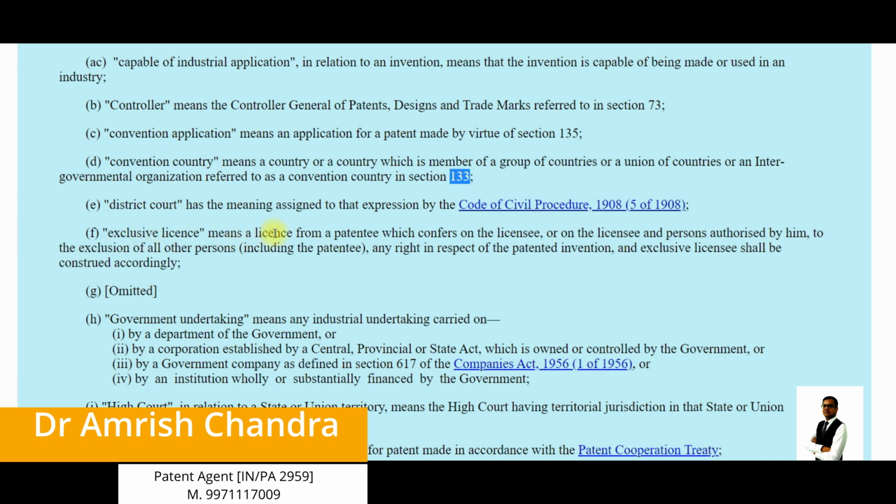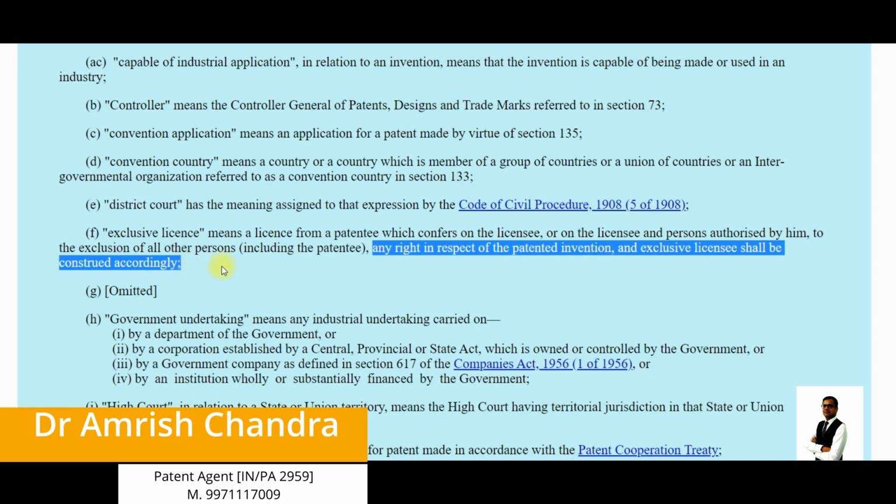Exclusive license means a license from a patentee which confers on the licensee, or the licensee and persons authorized by him, the exclusion of all other persons, including the patentee himself. So once you have given an exclusive license to someone, you lose even your rights on that particular patent, and any right in respect of the patented invention. Exclusive license shall be construed accordingly.